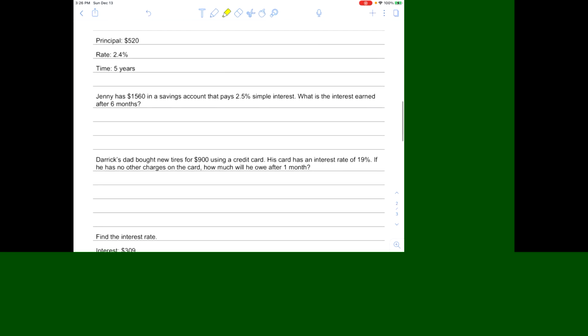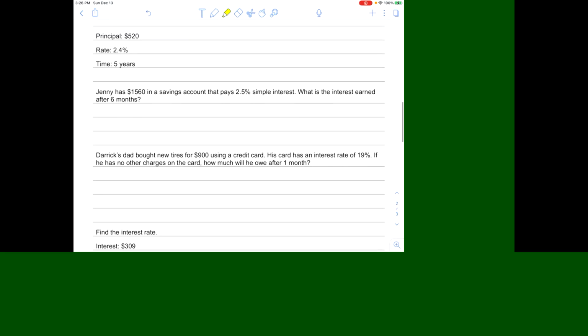So for our next problem, finding the simple interest, we're given the principal of 520, a rate of 2.4%, and a time of 5 years. Starting with our formula, the interest equals the principal times the rate times the time. My principal is $520. My rate of 2.4% has to go in as a decimal. Remember, I have to divide the rate by 100 to get it as a decimal. That will be 0.024. And then the time is 5 years. So I have 520 times 0.024 times 5.